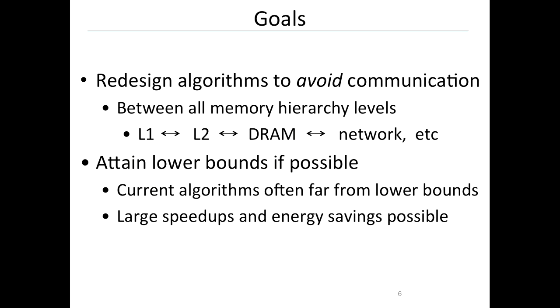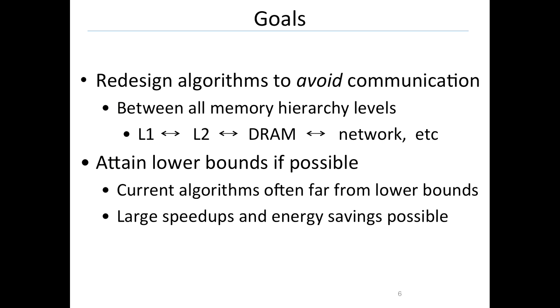Okay, so our goals, given all that, are as follows. We want to redesign algorithms to avoid communication, to minimize the amount of data moved between all levels of the memory hierarchy and over the network. And what we want to do is prove lower bounds. We want to show that there are guaranteed lower bounds, that no matter how you write an algorithm, you can't do any better than a certain value.